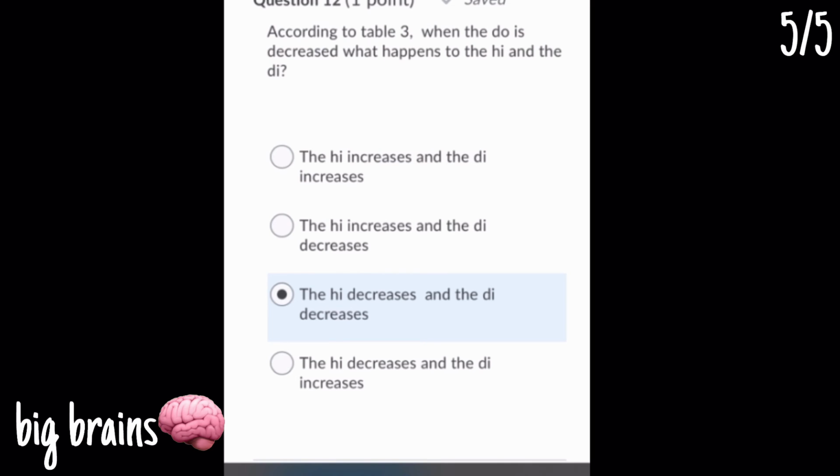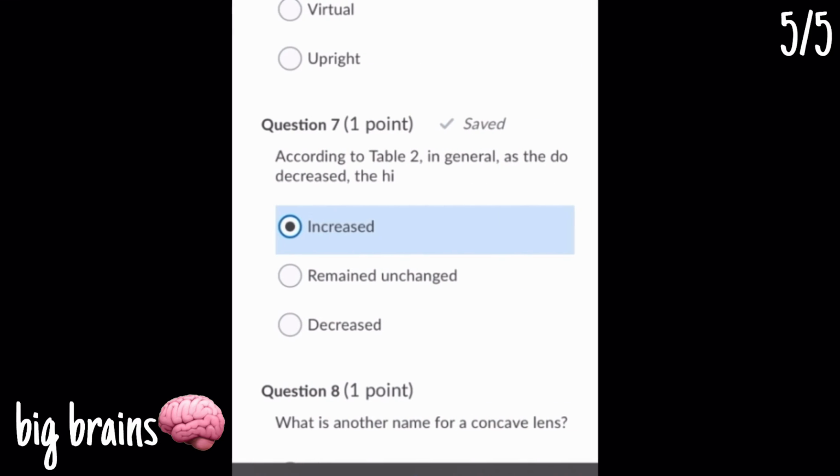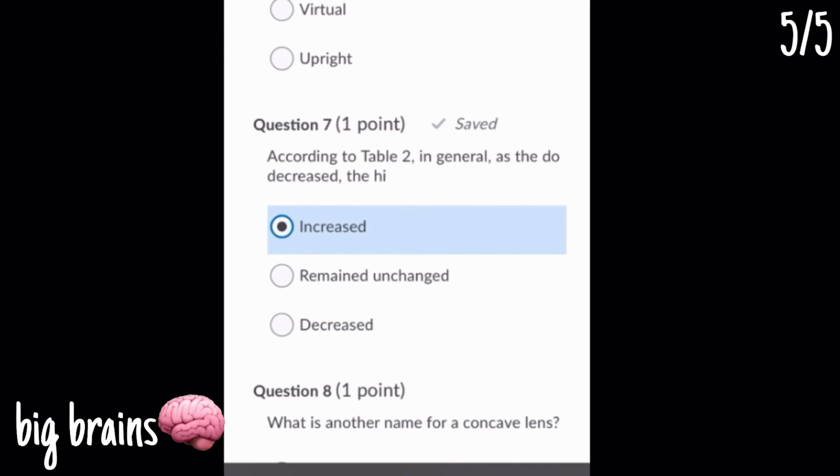I was very confused on this one. In general, as the object distance is decreased, the height of the image is going to increase. Again, I got it wrong for a reason, and I still don't understand.